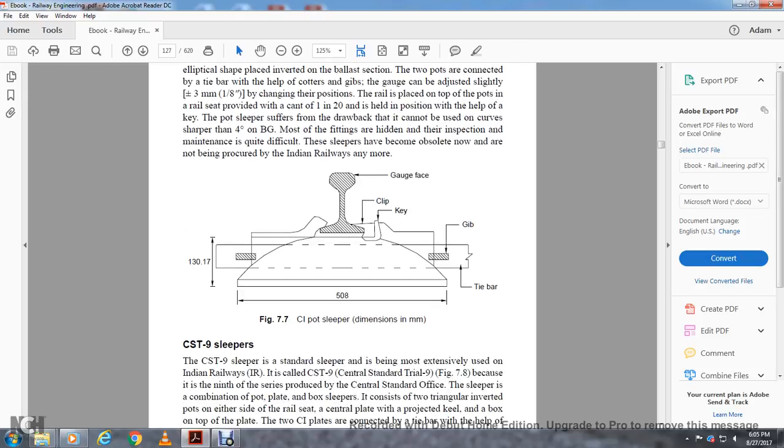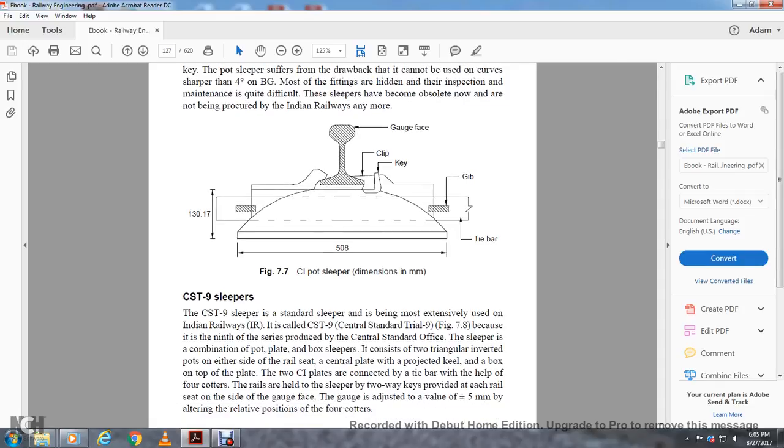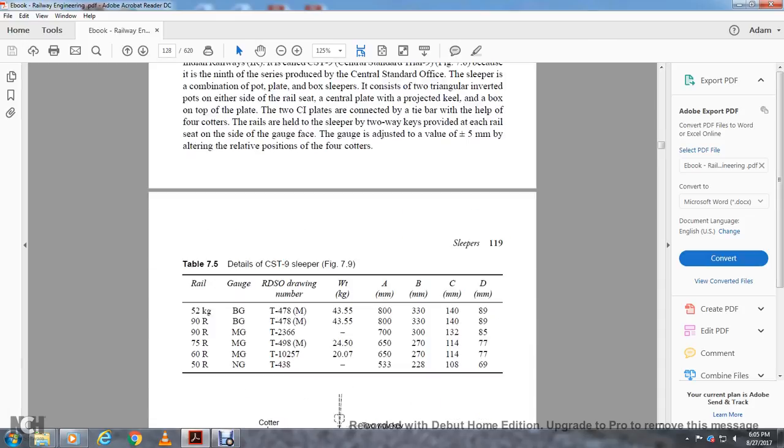Cast iron sleepers, CST9 sleeper. The standard sleeper most extensively used in Indian Railways is called the CST9, or Central Standard Trial 9. Figure 7.4 shows the ninth of the series produced by the Central Standards Office. The sleeper is a combination of pot, plate, and box sleeper, consisting of two triangular inverted pots on either side of the rail seat, and a center plate with a projected keel within the box. The top plate, a cast iron plate, is connected with the tie bar with the help of forecotters. The rail is held with the sleeper by two-way keys, provided one for each rail seat on the side of the gauge face. The gauge is adjusted by a value of plus or minus 5 millimeters by alternating the relative position of the forecotters.